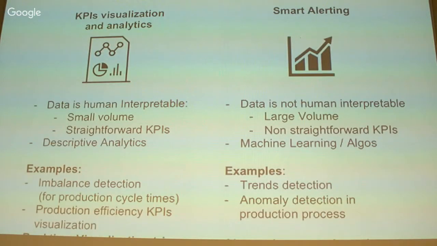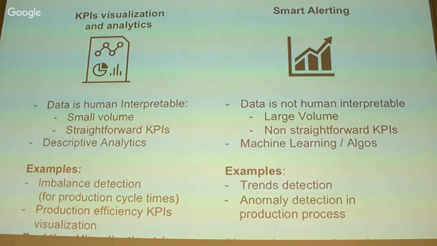So we can split data products into different categories. The first category is for KPIs, visualization and analytics, and this is the simple kind. In this, the data is human interpretable. We have small volume data. We have straightforward KPIs that we can identify. And this is basically descriptive analytics.